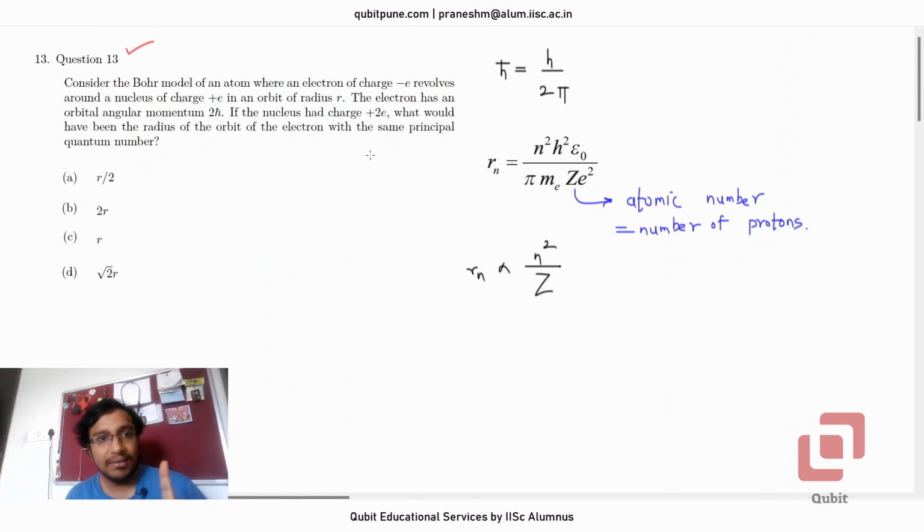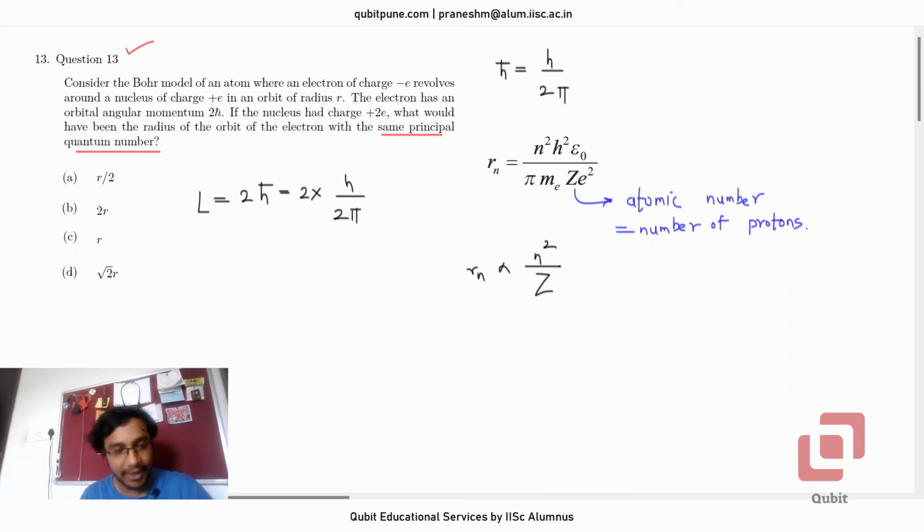Now, what they are saying is same principal quantum number. They're saying the principal quantum number does not change. The fact that the angular momentum of the electron, which they have given as L, is 2 times h bar, or 2 times h upon 2π, is enough to provide us with the value of n. But even if we did not know this value, we were okay. Why? Because they're asking for the radius of the orbit of the electron with the same principal quantum number. So n is not going to change. n still remains the same.